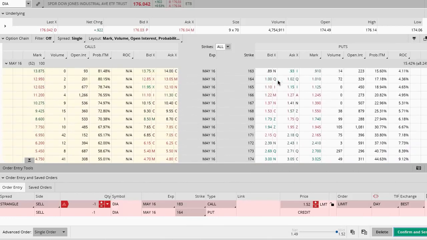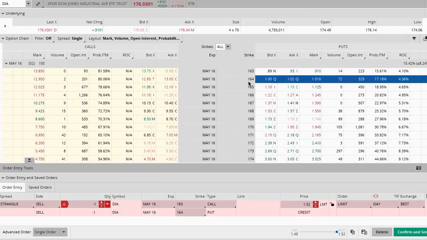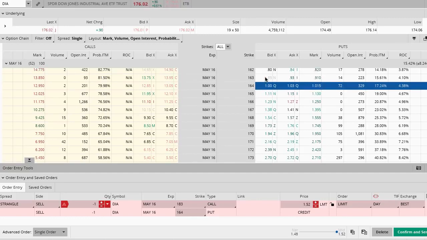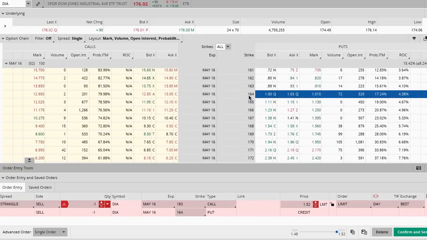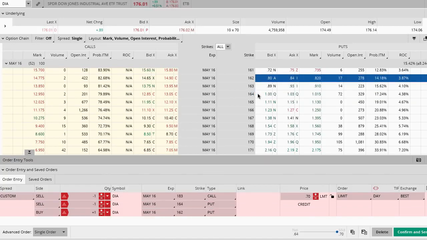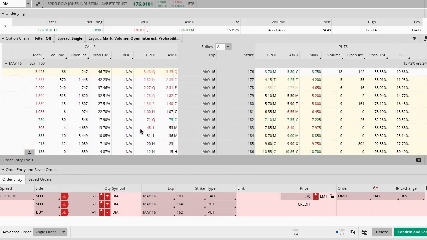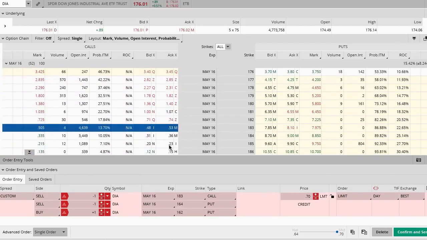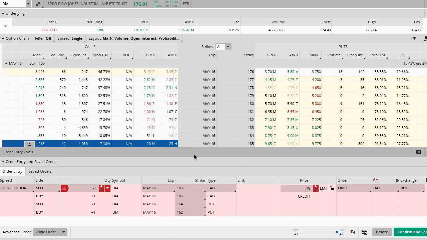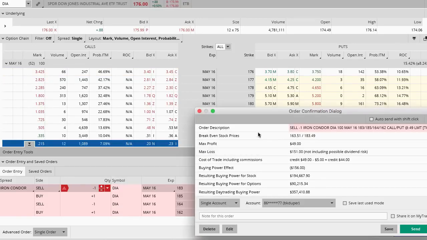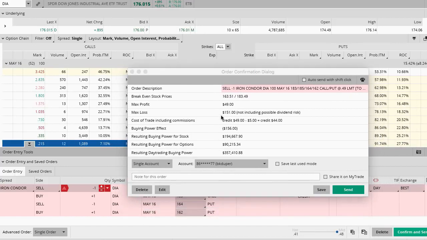If we wanted to build out an iron condor, we could again use those same anchor strike prices and then just buy options on either end. So let's say we sold the 164s like we did before on the put side, and we bought the 162s, and then on the call side, we still sold the 183 calls and we bought the 185 calls. Now we have an iron condor going in DIA, and now you can see that our credit has been reduced down to $48, but our risk also has been reduced down to $151. Okay, so it all works the same. Both trades have a 70% chance of success.